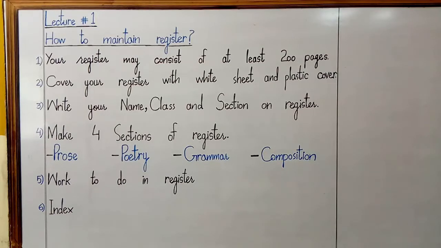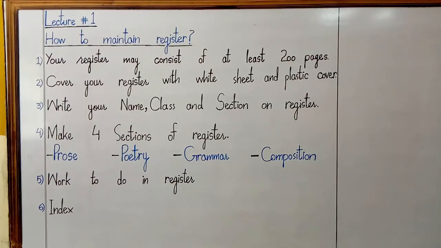Then point number 3, write your name, class and section on your register. This is for the purpose of your own identity. When you submit your registers to the teachers, they may return them to the respective students according to the names, class and section.